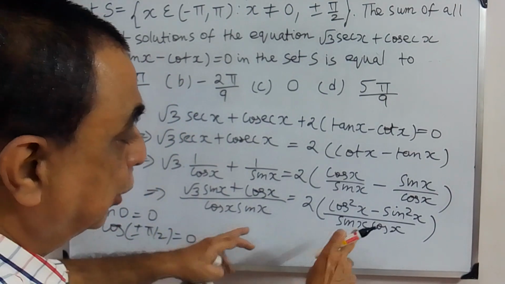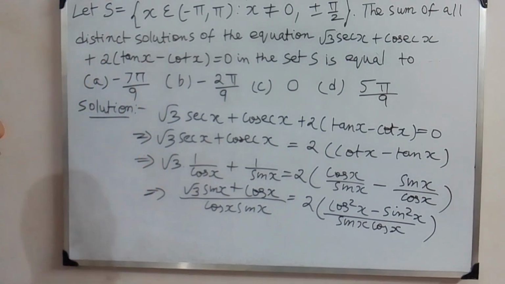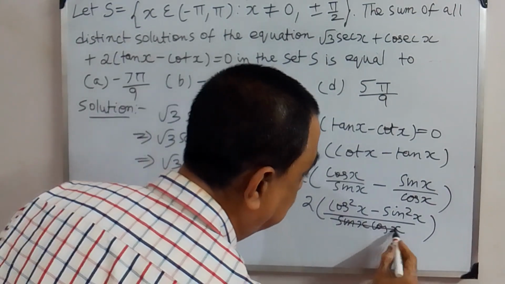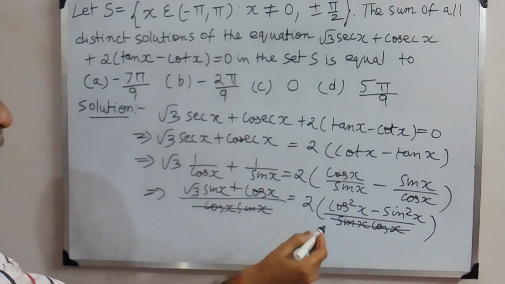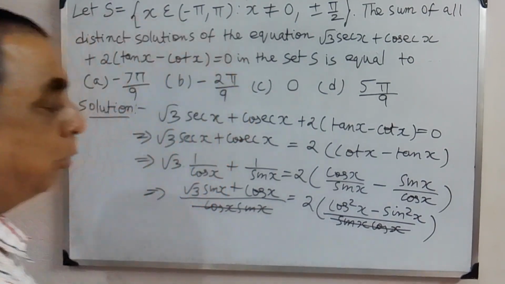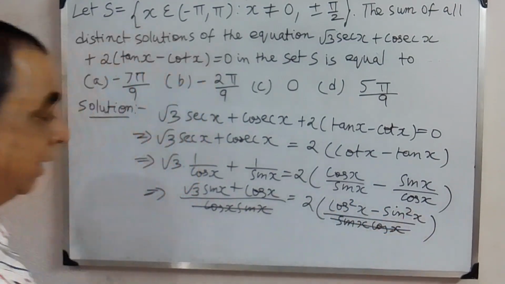So when the two denominators are not equal to 0, we can cancel those two denominators from both the sides, because these cannot be equal to 0. Okay, so if they are not equal to 0, you can divide both the denominators from both the sides. So these are cut out, and only the numerators are left.